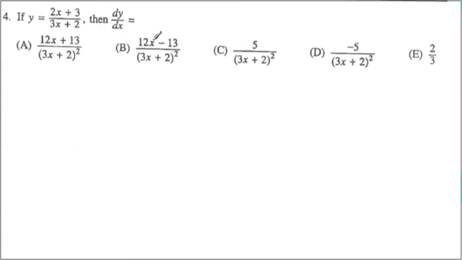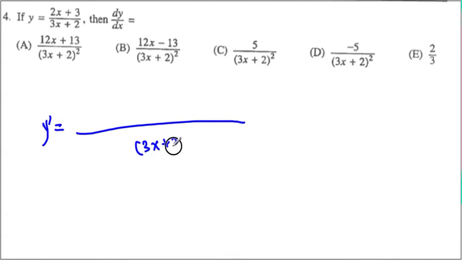Now, let's look at number 4. Here we have a fraction. Therefore, to find the derivative, we have to use the quotient rule. So y prime, what is that equal to? The denominator will be squared. And then we multiply by the derivative of the top, which is 2, times the denominator, which is 3x plus 2, minus the top, which is 2x plus 3, times the derivative of the bottom, which is equal to 3.